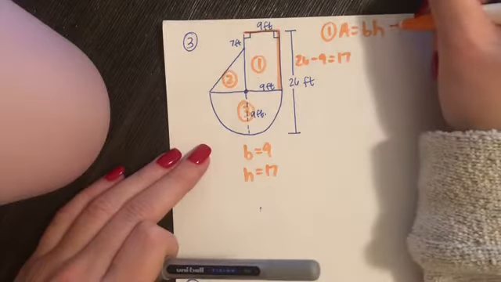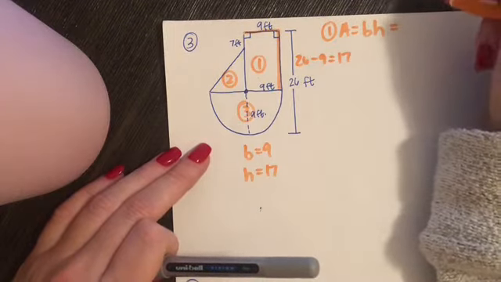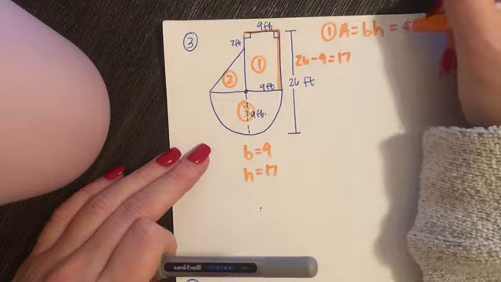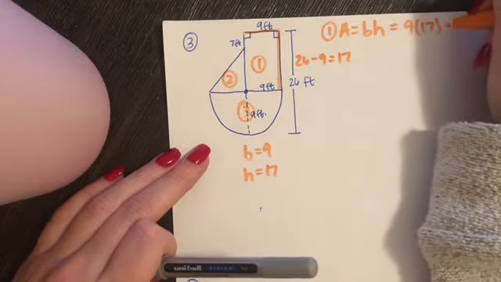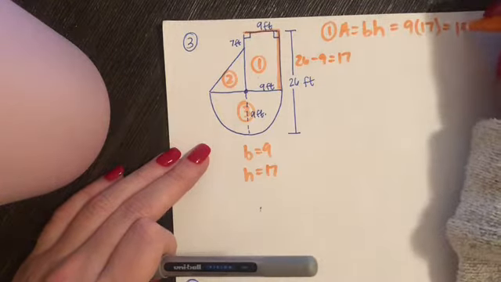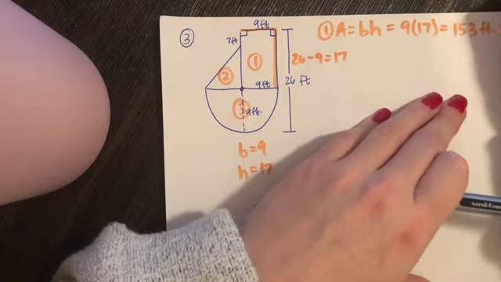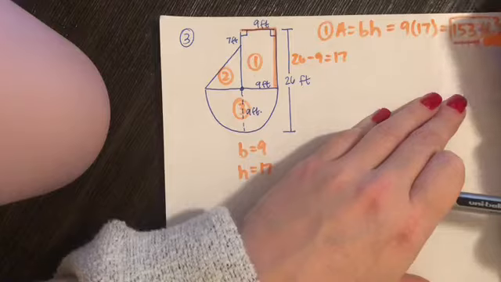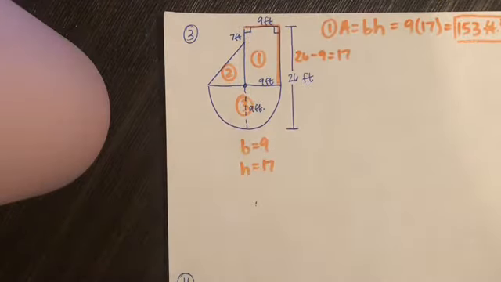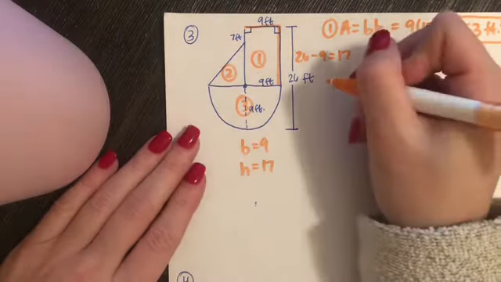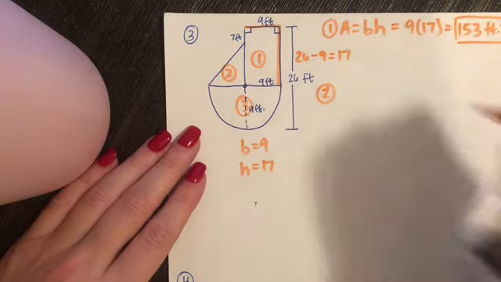Now I can continue this problem. Area equals base times height, so 9 times 17, and that's going to be 153 feet squared. So I found the area of the parallelogram or rectangle. Let's move on to the second region.